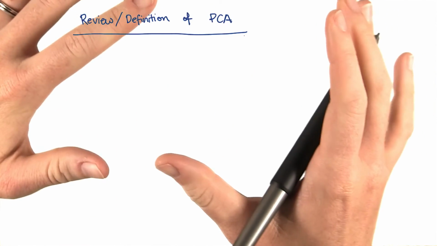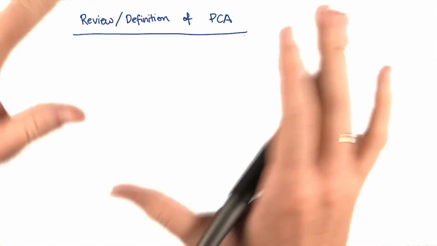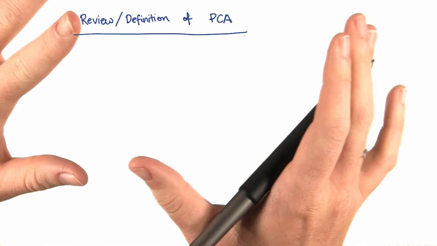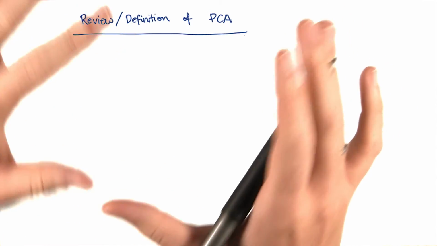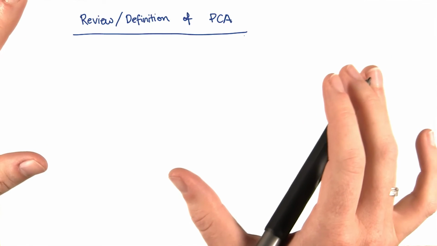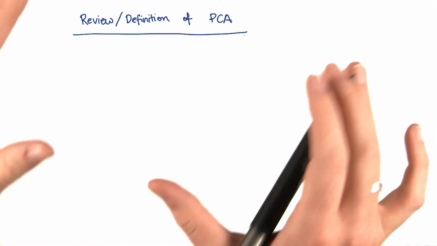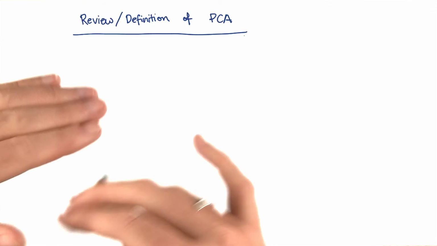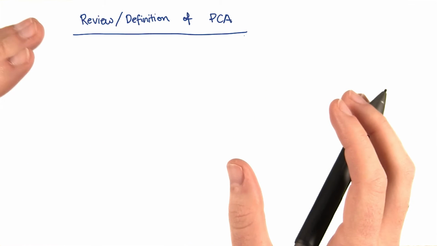If you're still with me at this point, great job. I think PCA is one of the trickiest topics in machine learning. So if you're still sort of struggling to wrap your head around it, don't worry, that's normal. So let me take this opportunity to just review PCA briefly at a high level and give you a working definition that you can use in the future.